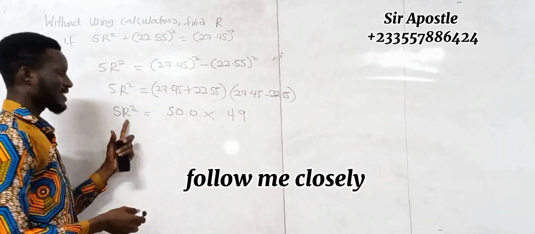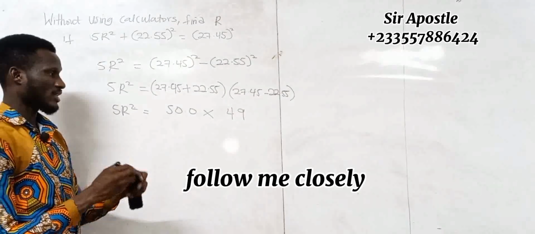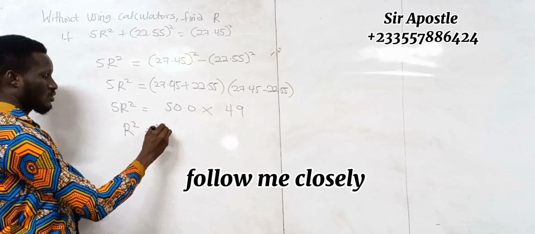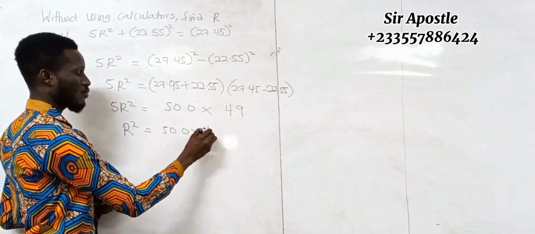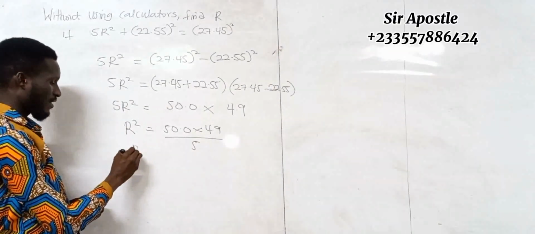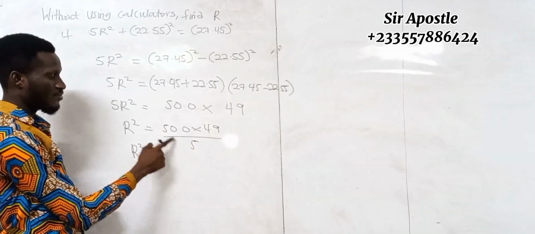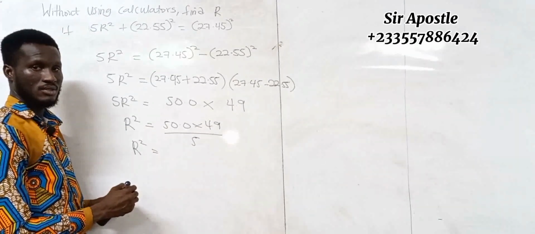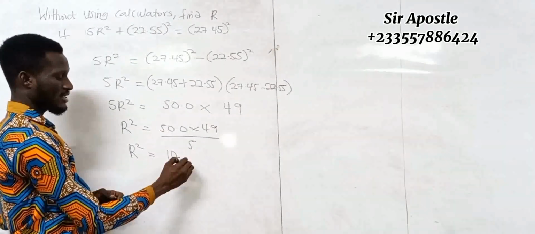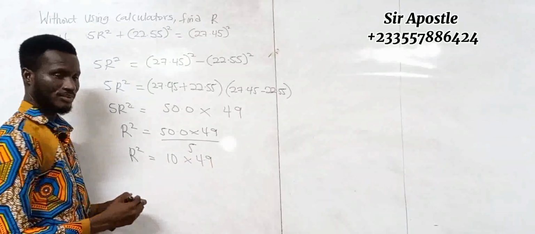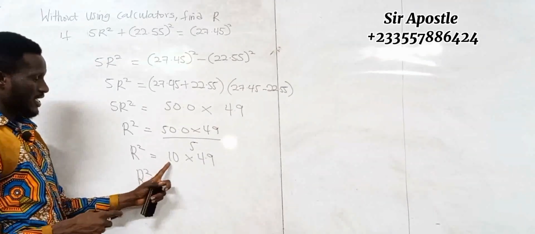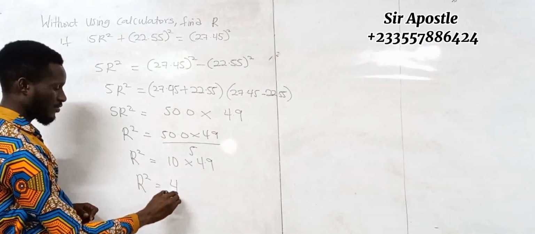At this point, I can divide both sides by 5 because I'm not using a calculator. So I have R squared is equal to 50.0 times 4.9 all divided by 5. I'm dividing both sides by 5. So we have R squared is equal to, now 5 goes into 50 10 times. 5 times 10 is 50. So we have 10.0 times 4.9. Now R squared will give us what? 10 times 4.9 will give us 49.